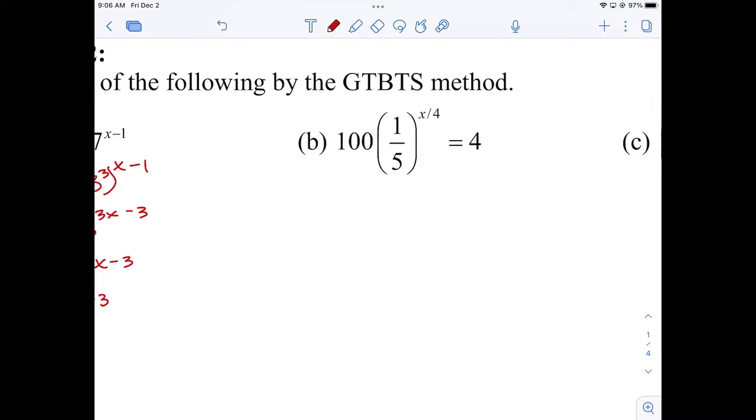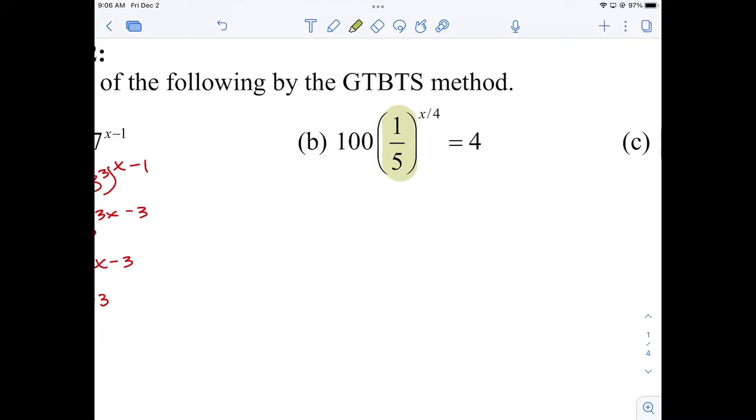All right. Let's look at this one. It says to get the bases the same. Well, right now I have 100, which is just a constant, times an exponential 1/5. So I have a base of 1/5 over here. And on the other side, I have a 4. Ooh, can I write 1/5 and 4 as a power of the same base? No, I can't.